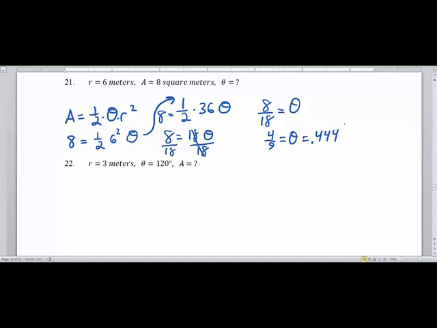Now the units in this problem are in terms of meters, but theta is in radians. So this is 0.444 radians. If we were to draw a picture of this, which we now can since we actually have our radian measurement, we know our radius, and our radius was 6 meters. We knew our area, but now we can put that in with our theta, or t, being 0.444.